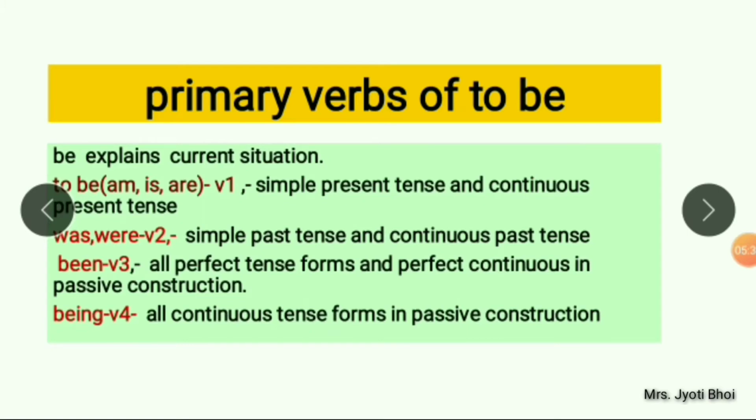See, simple present tense is the first use of to be. Am, is, are we use in simple present tense and continuous present tense too.